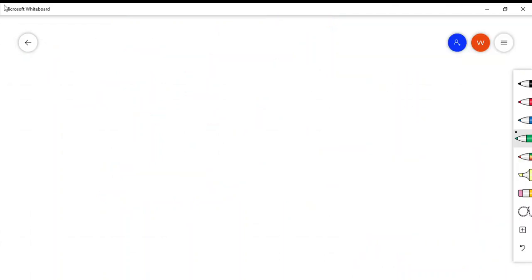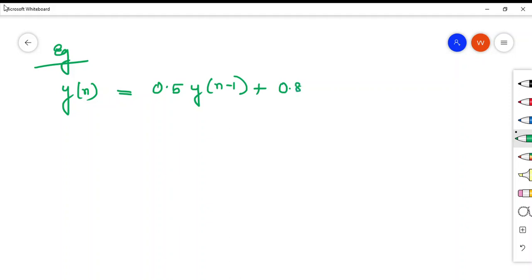Now let's take one example. Let a discrete time system be represented by this particular difference equation, that is y of n is equal to 0.5 y of n minus 1 plus 0.8 x of n plus 0.4 x of n minus 1. Now what you have to do first, this is the difference equation representation.